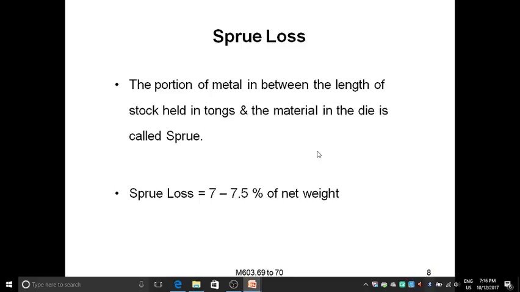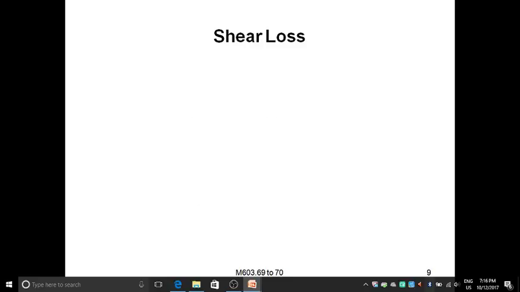You calculate the weight of the final object that we need to forge, then you multiply with the percentage, and you will get the net weight of the sprue loss. You can calculate the sprue losses by multiplying by 0.07 or 0.075. So this is regarding the sprue loss. Then we move forward to the shear losses.